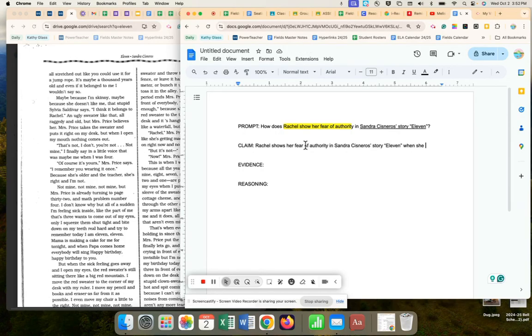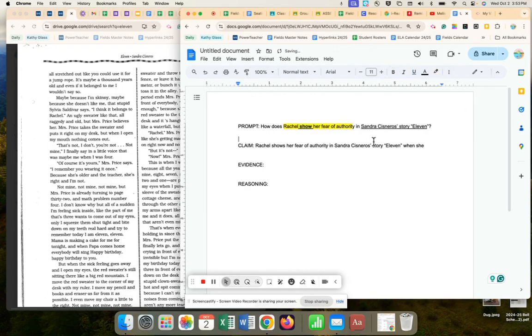So I'm not reinventing the wheel. I'm using what the teacher gave me. Rachel shows her fear of authority in Sandra Cisneros' story 11 when she. All right, so now we have to go back and look at what is it asking us? It's asking us how she shows her fear, right? How does she show it? So I'm going to go and make this bolded and underline.